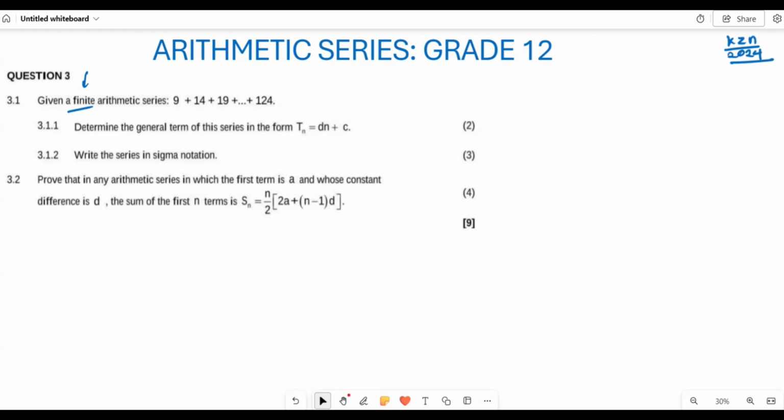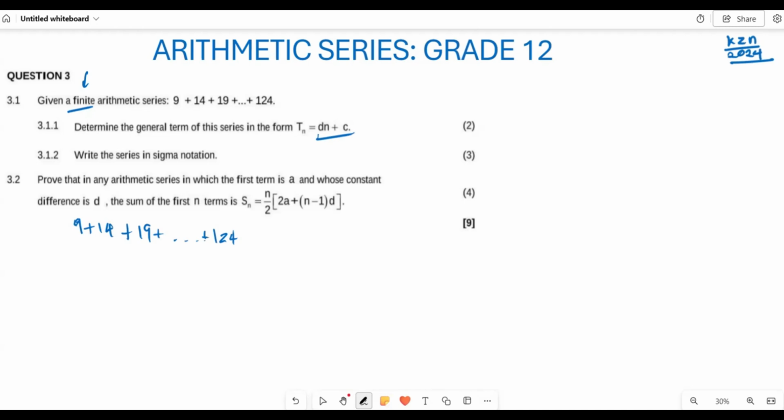Now let's look at 3.1.1. They want us to determine the general pattern of it in terms of dn plus c, right? So what is the first thing that you are going to do? We are going to start from here. Remember here you are having 9, this is 9 plus 14, this is plus 19, right? Plus continuously up until 124, right?